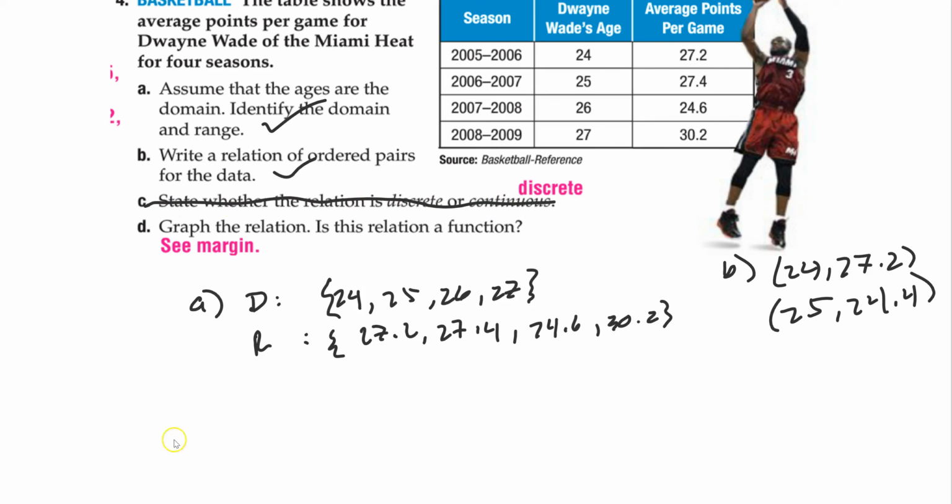Okay, so D, graph the relation. Is the relation a function? So I don't actually need to graph it. I know it's a function. All the x's are different, right? The domain doesn't double, so it's a function. But we'll graph it to make them happy.